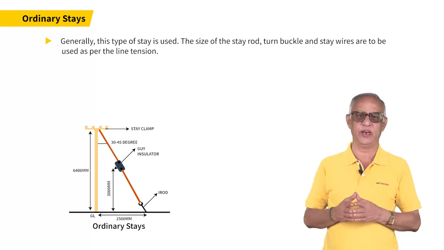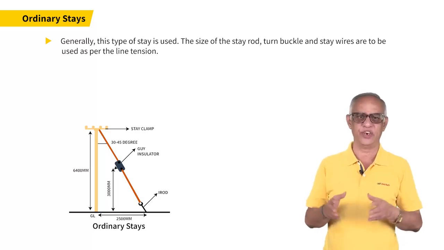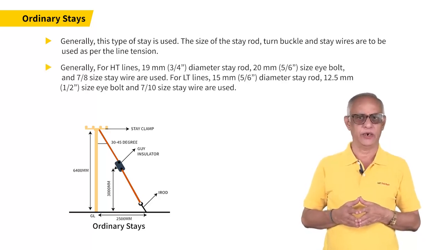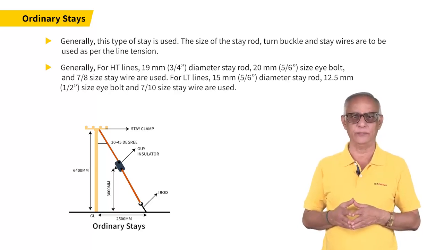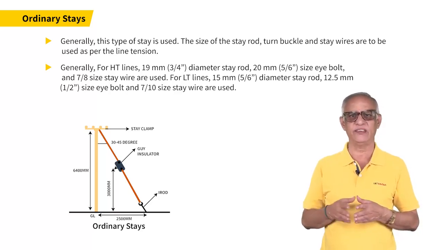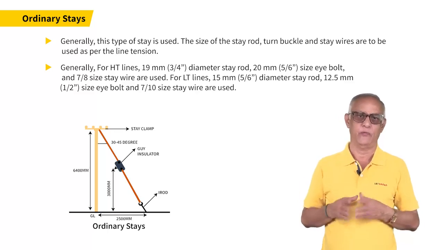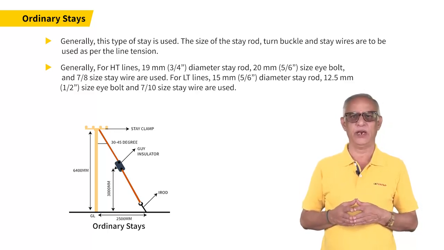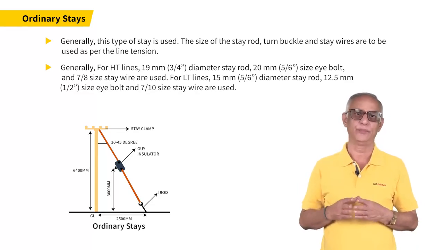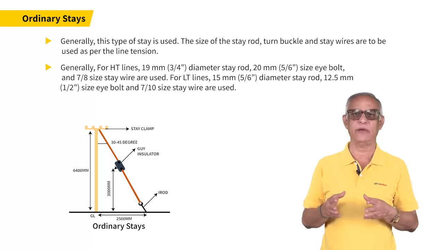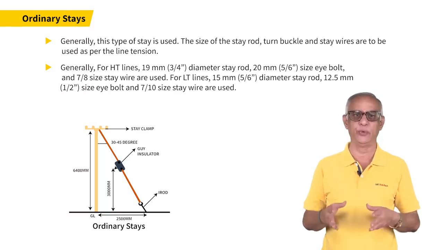The size of the stay rod, turnbuckle and the stay wires are to be used as per the line tension. For HT lines, 19 mm, that is 3/4 inch diameter stay rod, 20 mm, that is 5/6 inches size eye bolt and 7/8 size stay wire are used. For LT lines, 15 mm, that is 5/6 stay rod, 12.5 mm, that is half an inch eye bolt and 7/10 size stay wire is used.